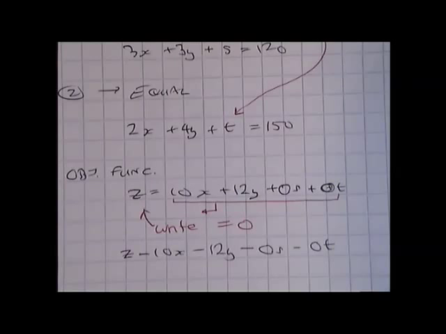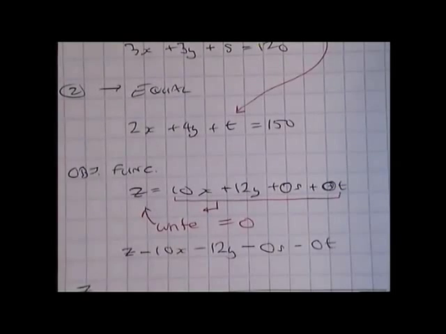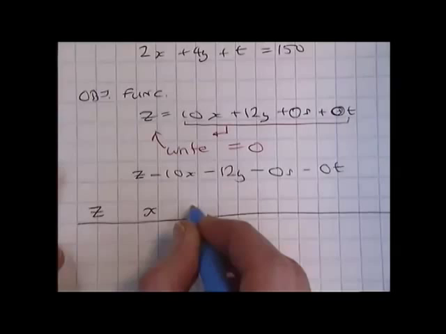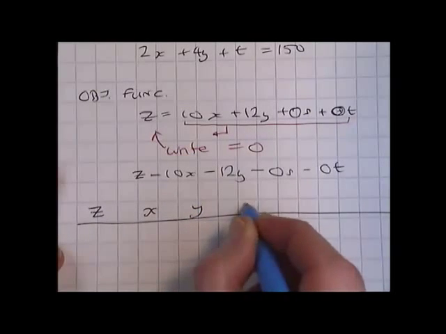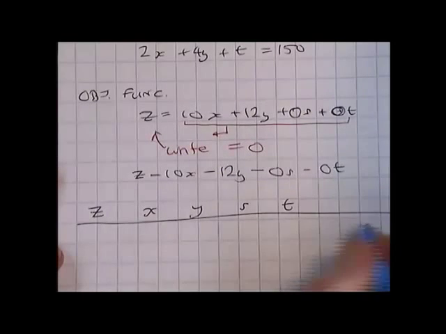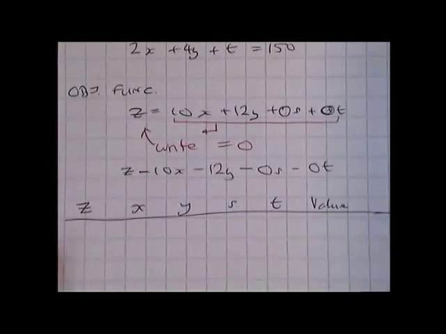And then what I do is I write it in a tabular form. So I'm going to write that now in a tabular form, and you do it like this. You have a Z column on the left, an X column, a Y column, an S column, a T column. That's every letter we've come across so far. We have a value column, and then we have space at the end to make any notes.